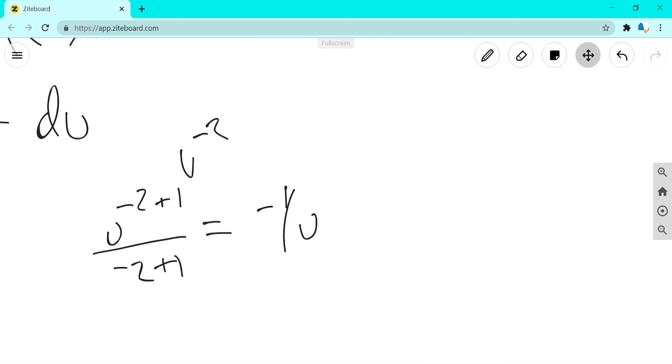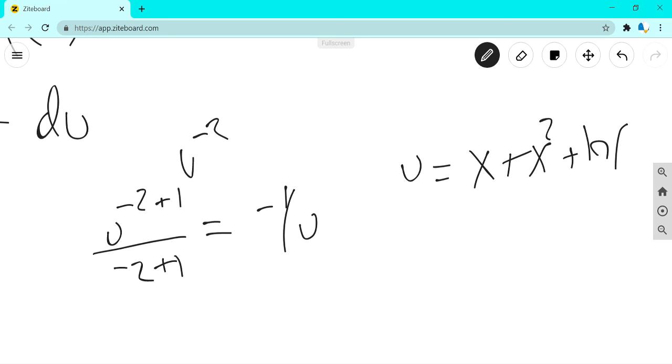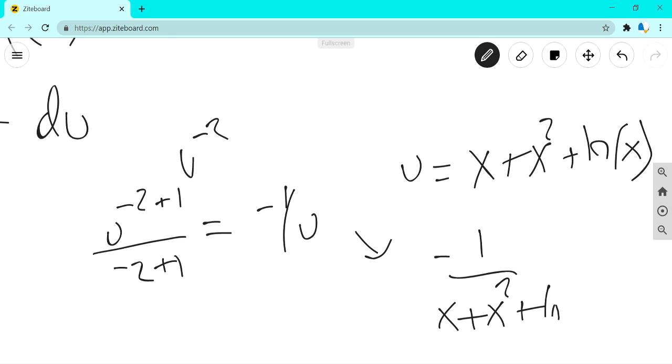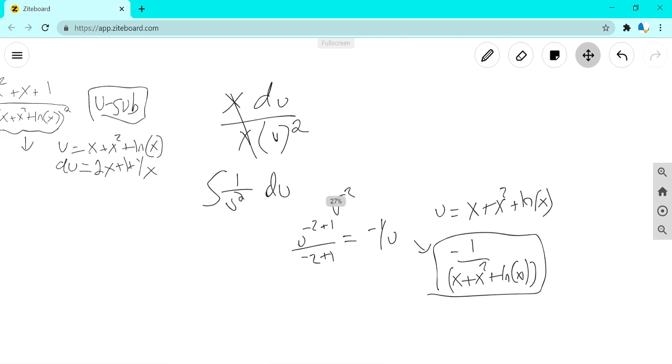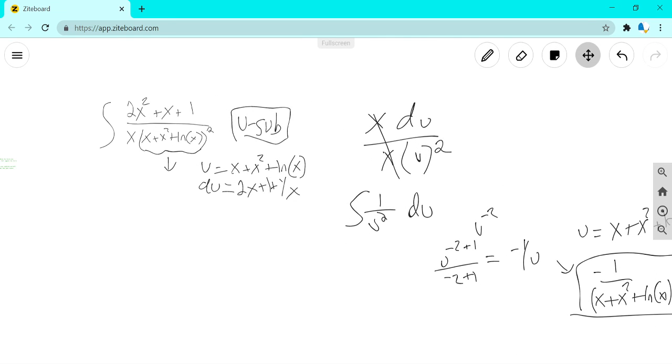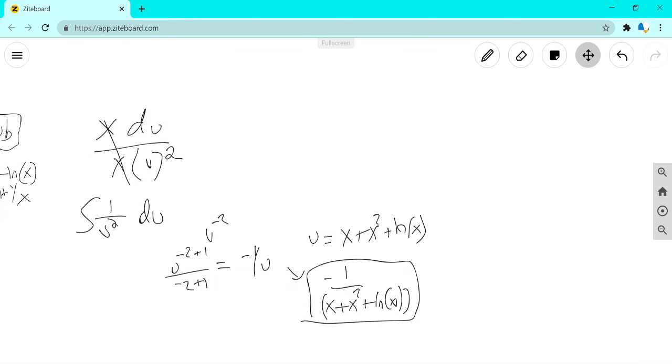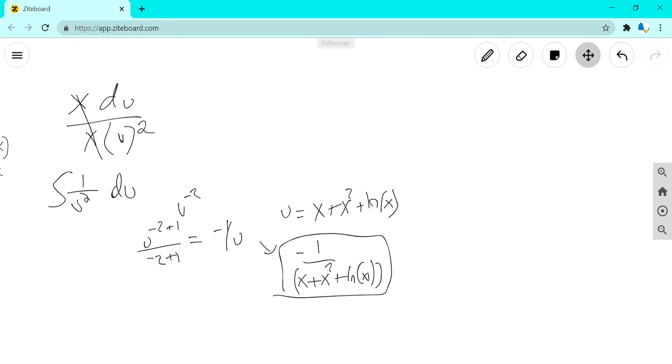That is basically what we do, but we have to sub in our u again, which was, remember, x + x² + ln x. So this becomes negative 1 over (x + x² + ln x). And that is our integral: the integral of (2x² + x + 1) over x(x + x² + ln x)² is equal to negative 1 over (x + x² + ln x). Thank you for watching this video.